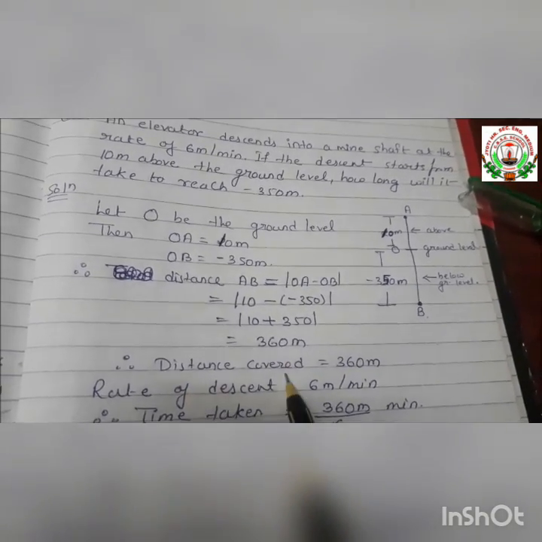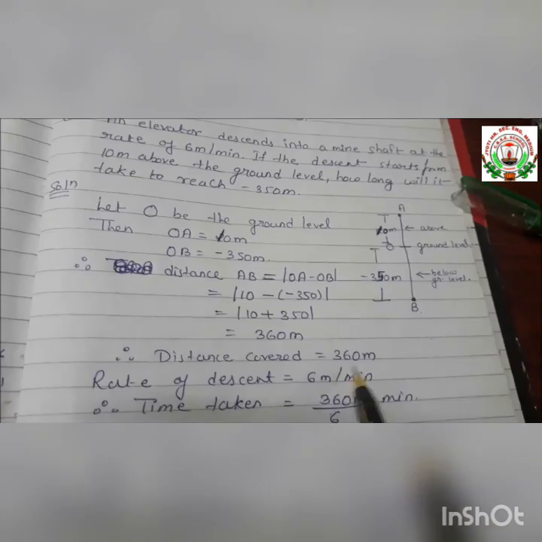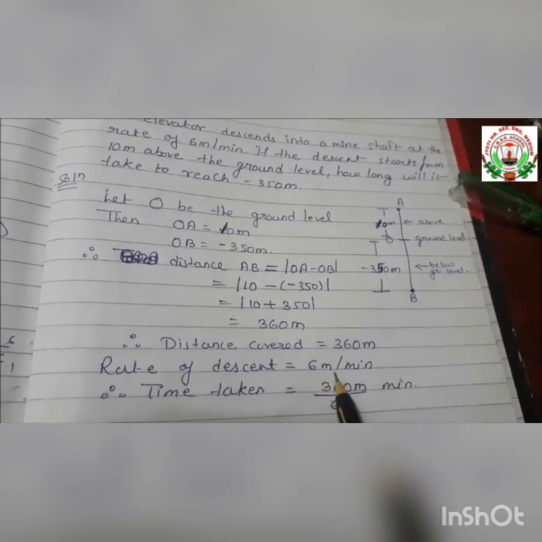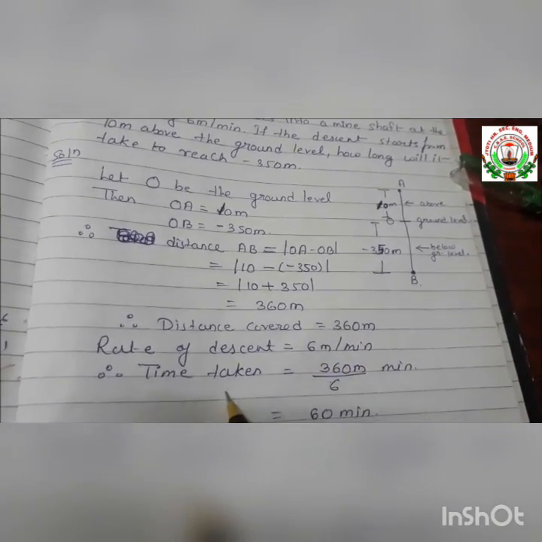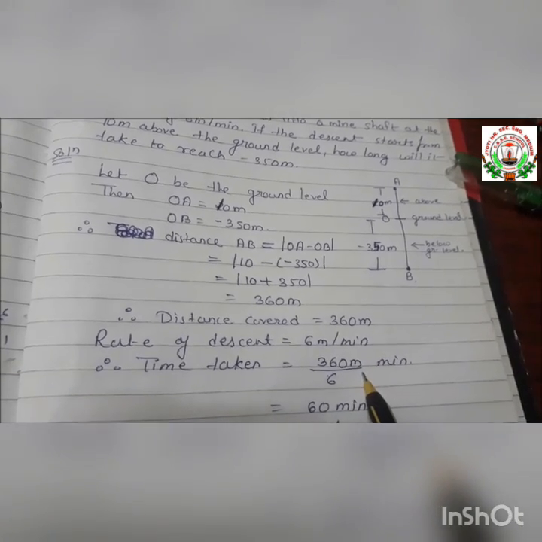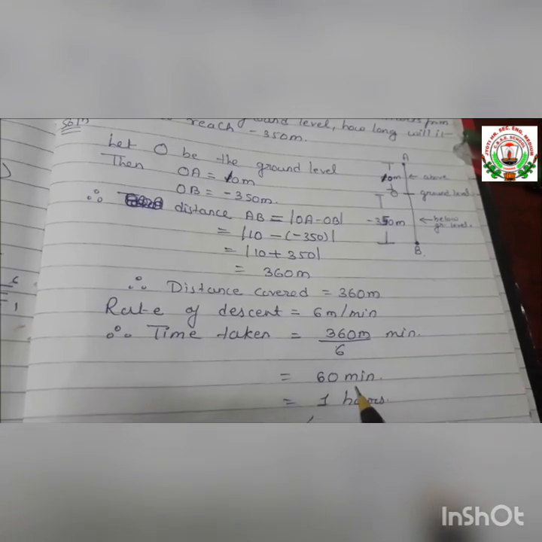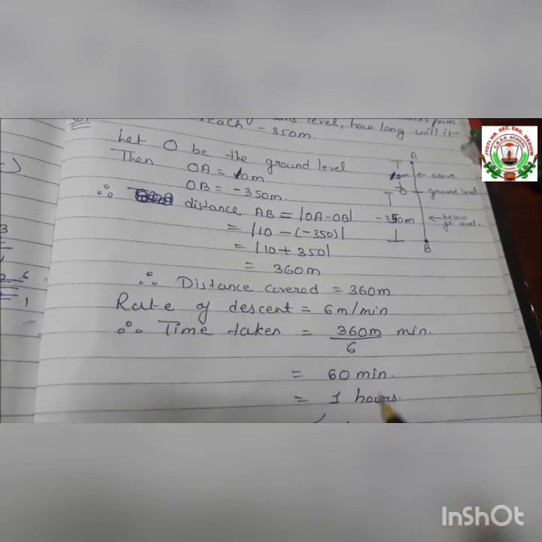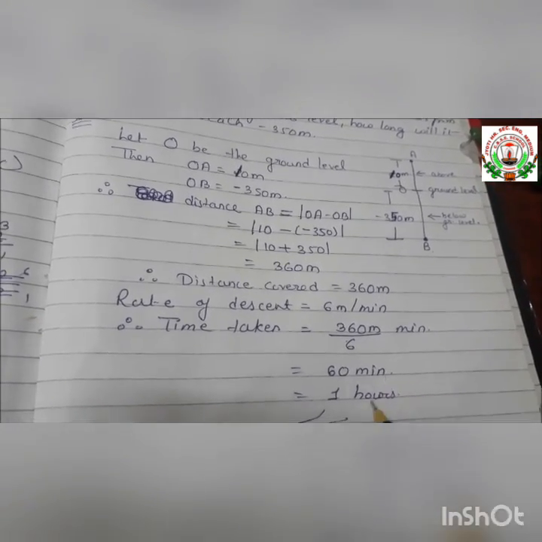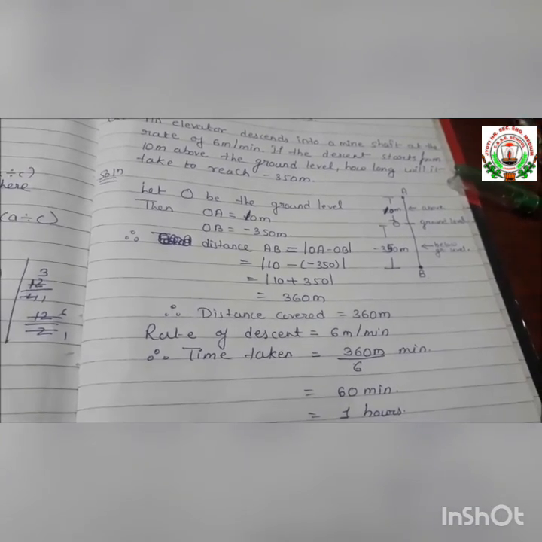Now distance covered is 360 meters. Rate of descent is 6 meters per minute. So the time taken is distance divided by rate, isn't it? So 360 divided by 6, that will be 60 minutes. As we know that 1 hour is equal to 60 minutes, so here the answer is 1 hour.